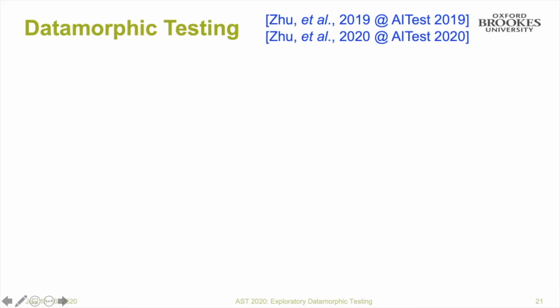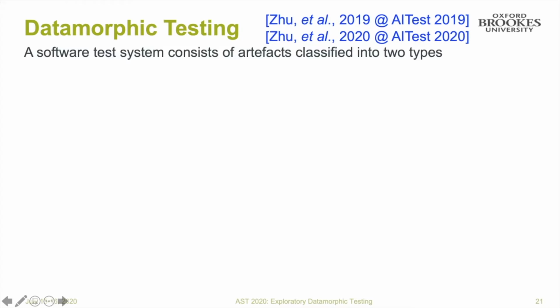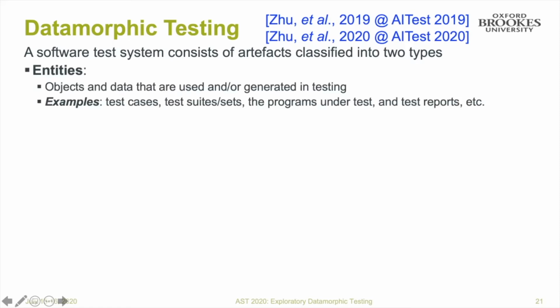It is further developed by a recent paper we submitted to AI Test 2020. In this testing methodology, the artifacts in a software test automation are classified into two types. The first is test entities, which are objects and data that are used and/or generated in the testing process. Typical examples of test entities are test cases, test sets, the program under test, and test reports, etc.